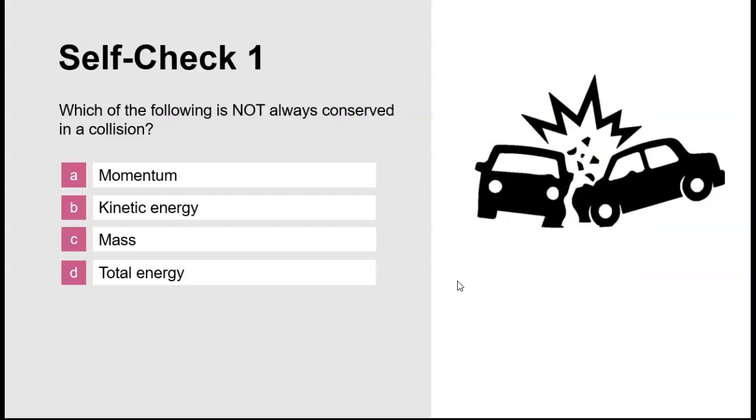All right, let's do a quick self-check to make sure you really understand the conservation laws. Which of the following is not always conserved in a collision? So it really doesn't matter that it's a collision because conservation laws hold true for everything. So take a minute and think about your answer.